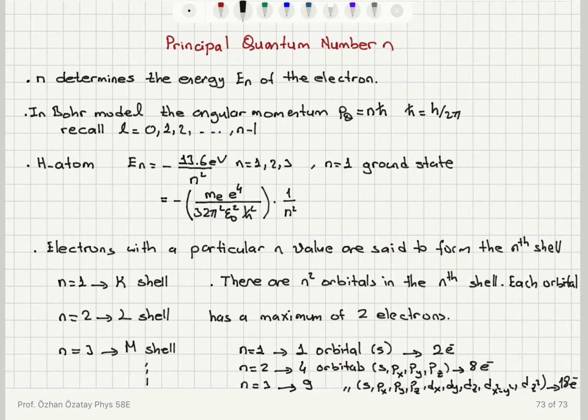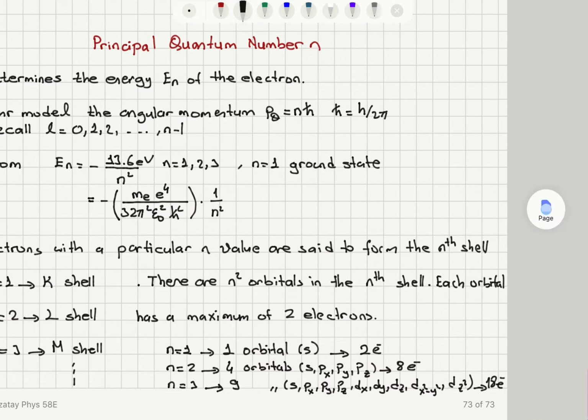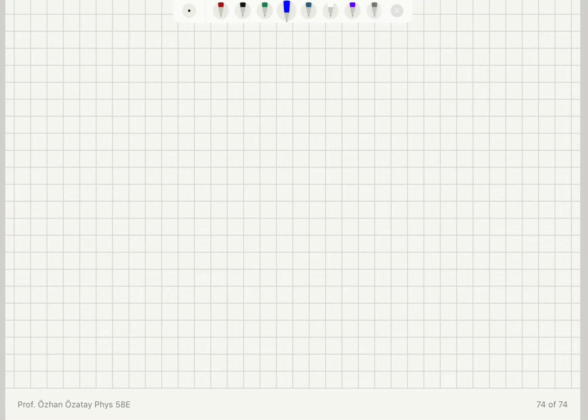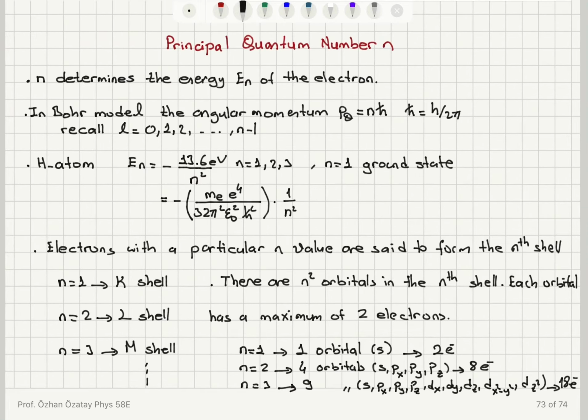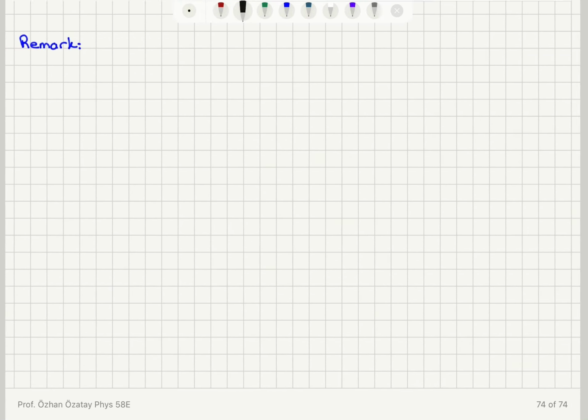So finally, I would like to make a remark about the contribution of n to the magnetic properties of atoms. That's basically of interest for this course. As you can see, n does not directly have any influence on the orbitals, so it doesn't really have a direct influence on magnetic properties, but it has an indirect influence.